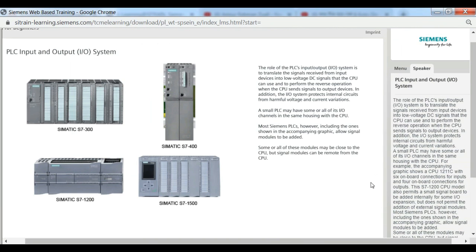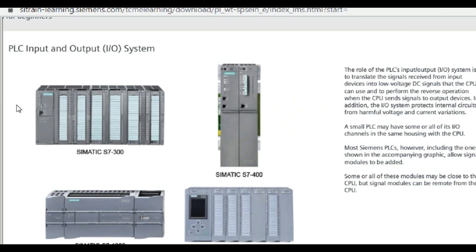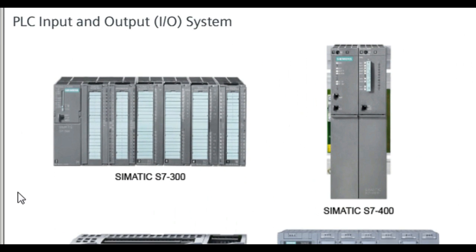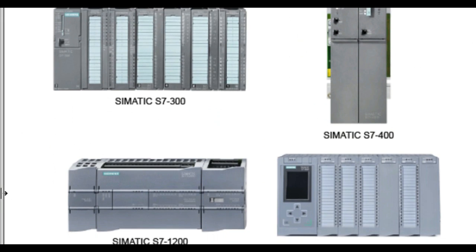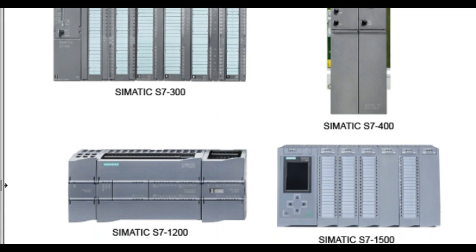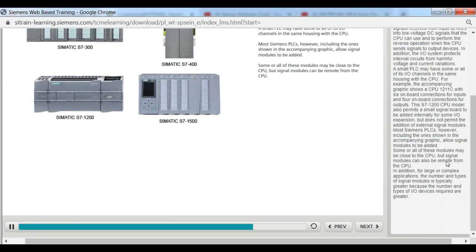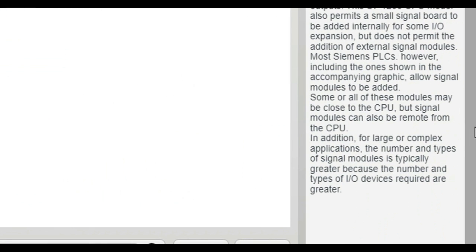Most Siemens PLCs, however, including the ones shown in the accompanying graphic, allow signal modules to be added. Some or all of these modules may be close to the CPU, but signal modules can also be remote from the CPU. In addition, for larger complex applications, the number and types of signal modules is typically greater because the number and types of I/O devices required are greater.